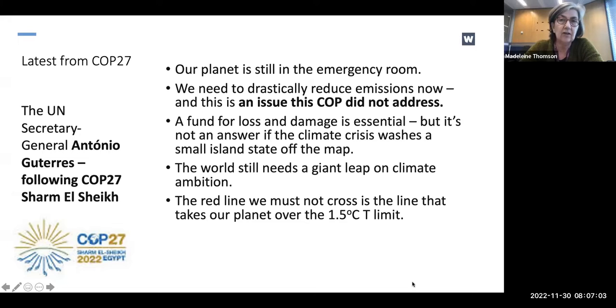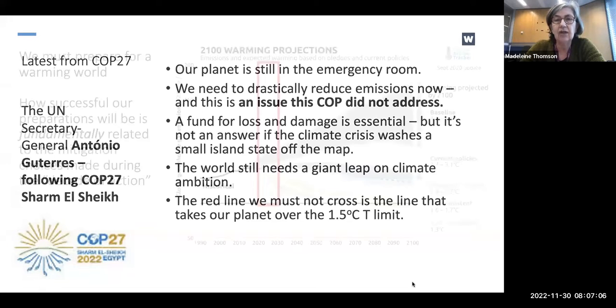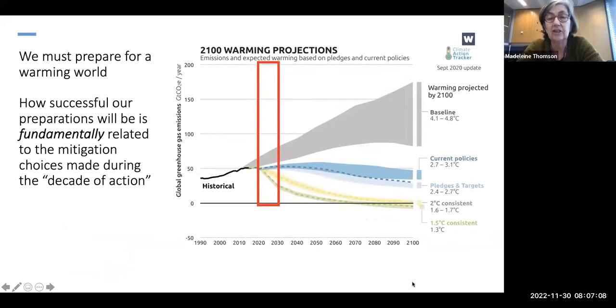And the reason why it's gloomy is really, I think, presented in this graph, where we fundamentally have to prepare for a warming world. But how successful our preparations will be is fundamentally dependent on mitigation choices made during this decade of action. The decade of action was set as 2020 to 2030, and we are failing to meet our obligations to move on the Paris Agreement.